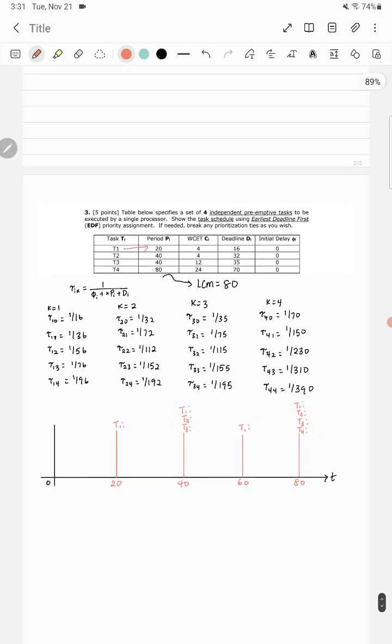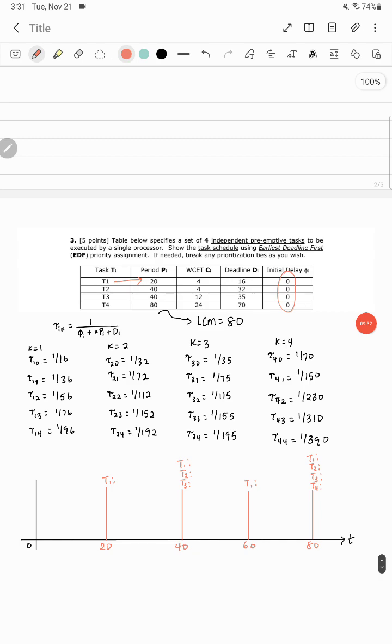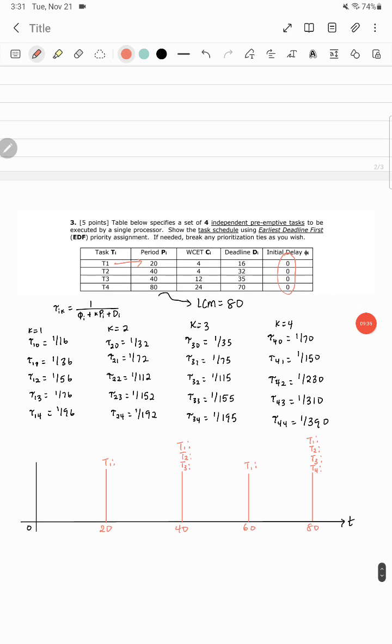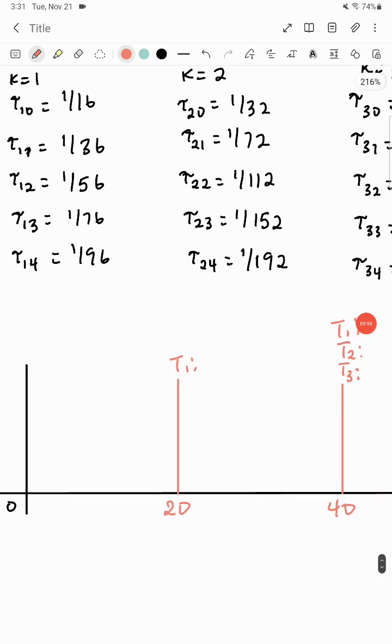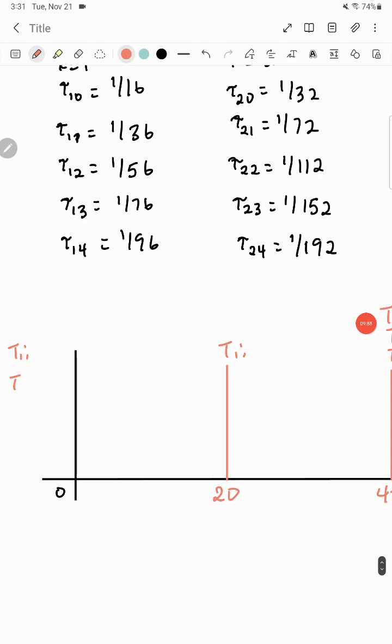But this is not everything. Also know that because our preemptive tasks have an initial delay of 0, that is this column here. Because everything has an initial delay of 0, it's telling us that at time equal to 0, every single one of those tasks is preempted, basically at the start of that timeline, whatever timeline we are looking at, 0 to 80. So remember how we did it for all these. We're just going to put T1 here, T2, T3, T4.